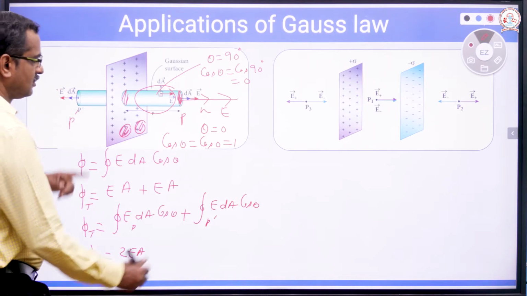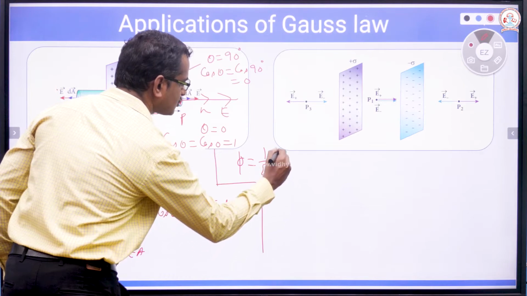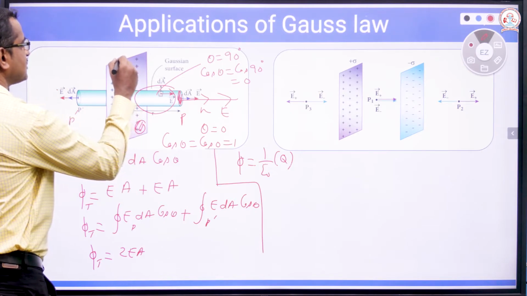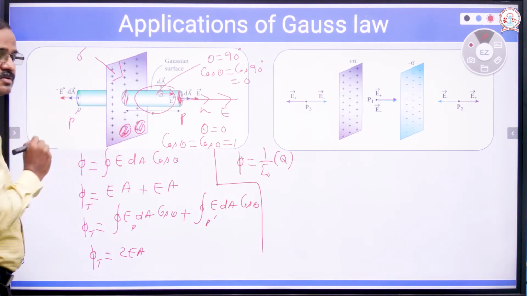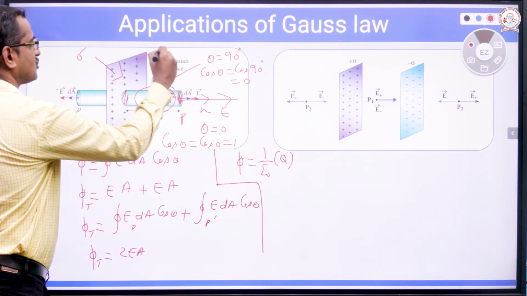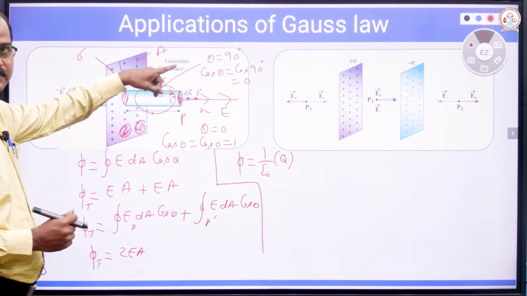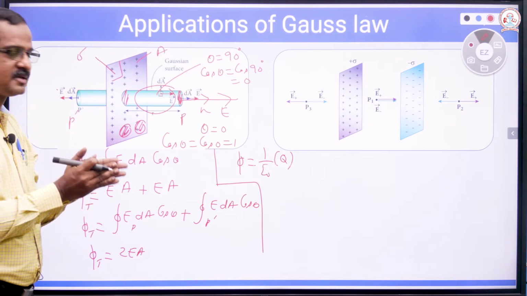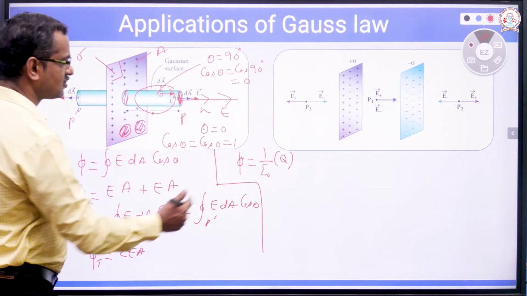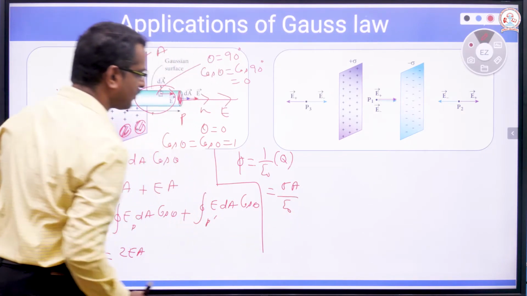Also, flux phi is equal to 1 by epsilon naught times the total charge enclosed by the surface. Imagine sigma is the charge density here, that is charge per unit area. Total area of the plate is A. Then total charge present in this plate will be sigma into A. So instead of Q, we substitute sigma into A, divided by epsilon naught.